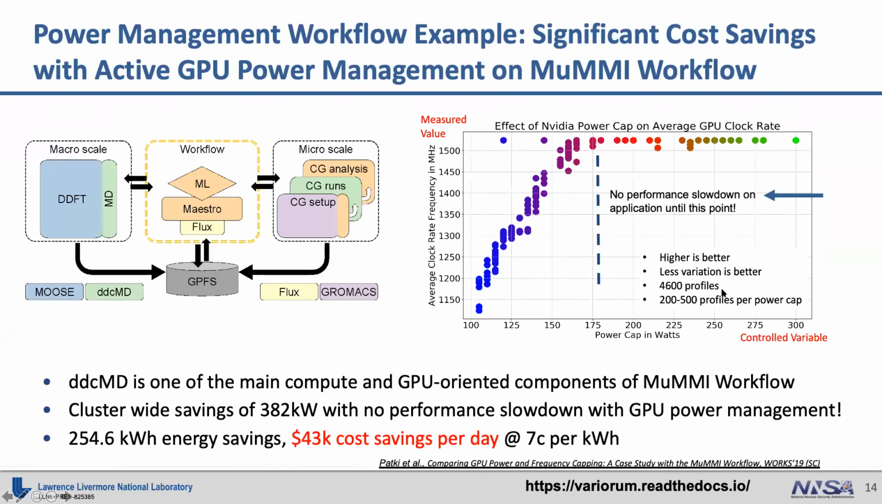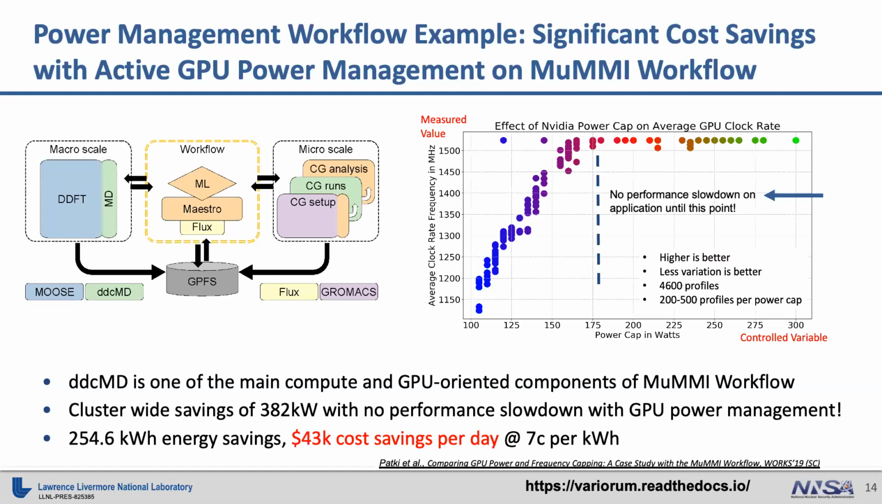So here we see something very similar. We see that one of the key compute components, which is a GPU component of this particular workflow, if we start doing the same thing, set a power cap, and then look at performance on the y-axis, we notice that there is no performance slowdown going from 300 watts on the GPU to 175 watts on the GPU. And after that, we start seeing the same trends in variation that we saw on the CPU. So this exists on the CPU, that exists on the GPU.